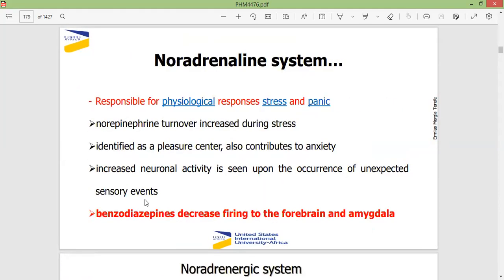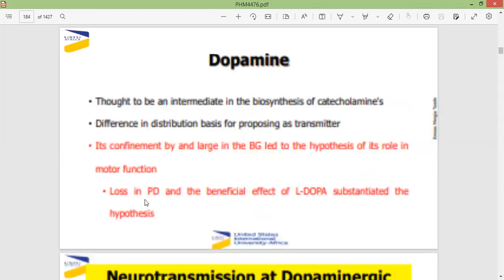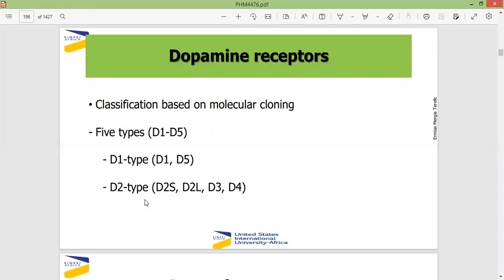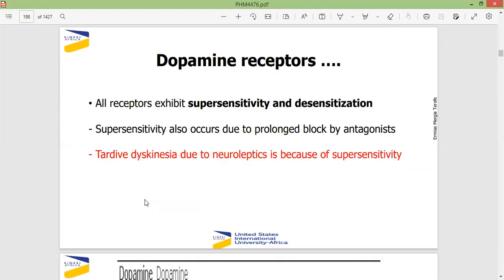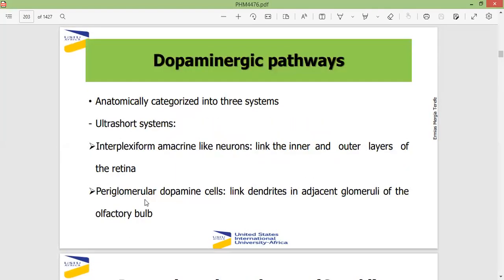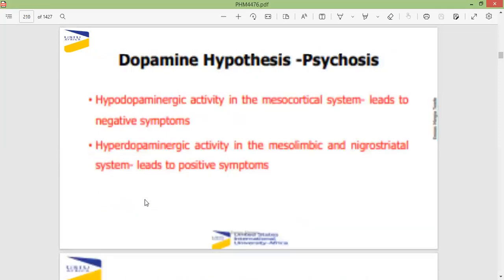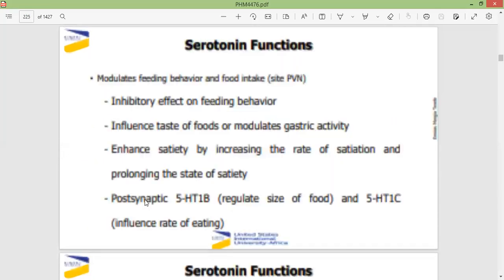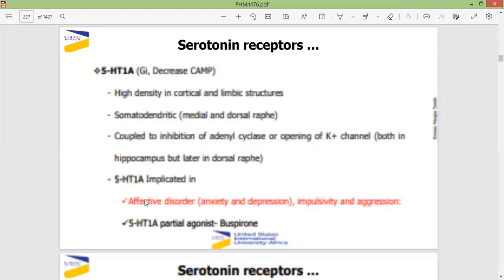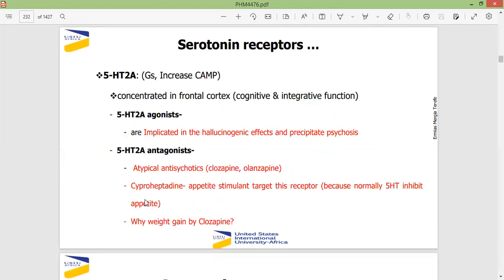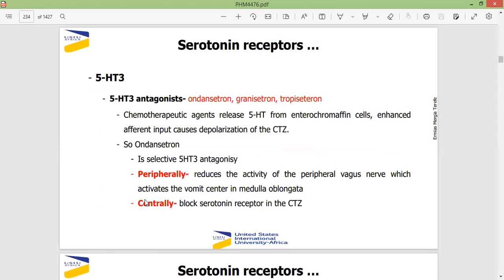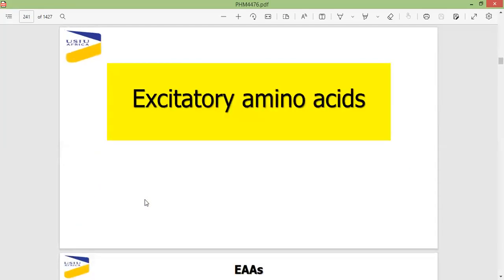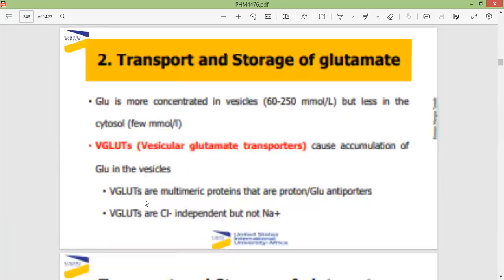The other part is just the receptors of the various neurotransmitters. For that part, I'll just leave you to go through that by yourself. Essentially, that is it from me for neurophysiology, unless someone has something to add or would like us to go through something specifically.